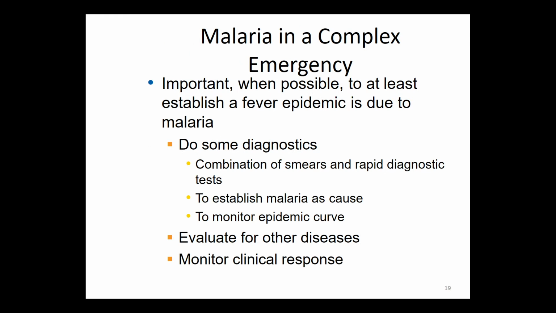Malaria in a complex emergency. It is important, when possible, to at least establish that a fever epidemic is due to malaria. So do some diagnosis: a combination of rapid diagnostic test and smear to establish malaria as the cause, to monitor the epidemic curve, evaluate for other disease, and monitor clinical response. Because again, malaria is of course really widespread, but it's not the only reason for a temperature, maybe it's something else.